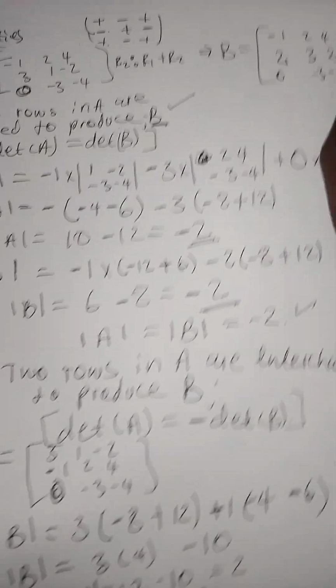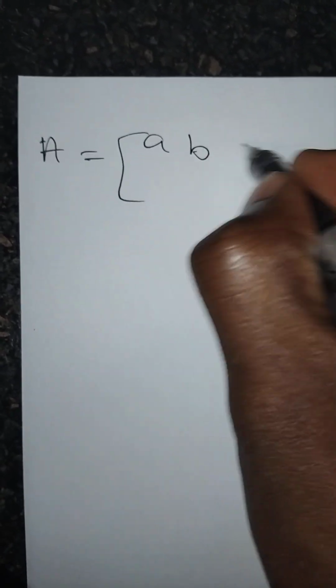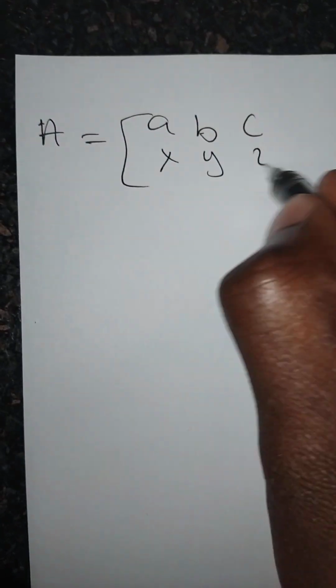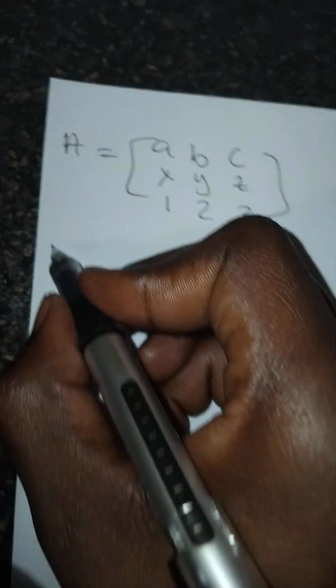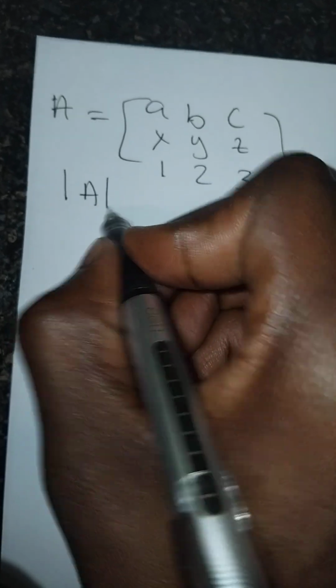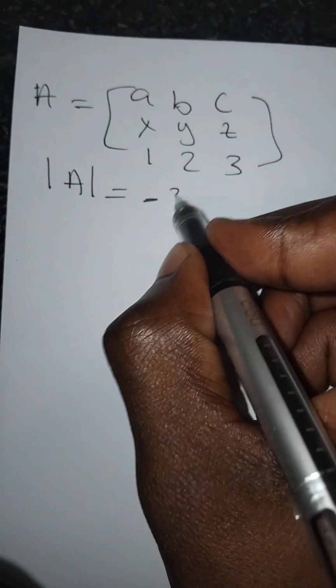Okay, so now let's look at the last property, which is multiplying by a scalar. In fact, I'll leave that for you guys to try yourself and see what is happening. Let me just quickly give you an example. Let's suppose we have a matrix A with rows a, b, c, then x, y, z, then 1, 2, 3, and we know that the determinant of matrix A is basically minus 3.